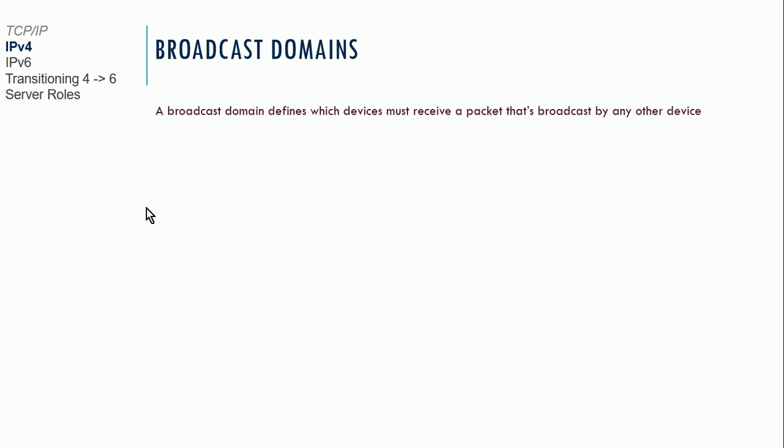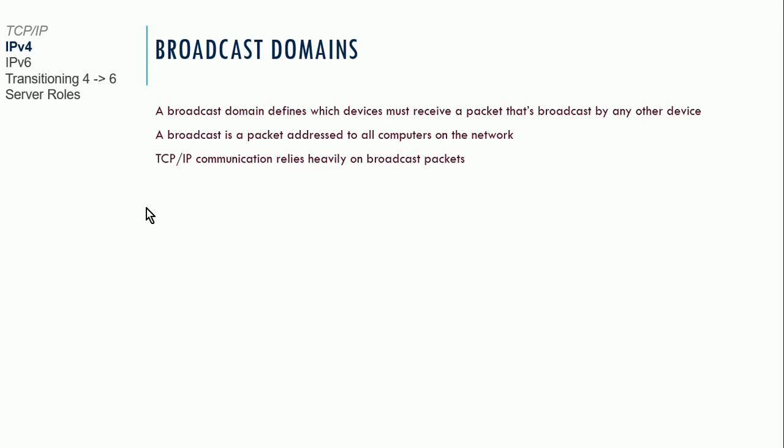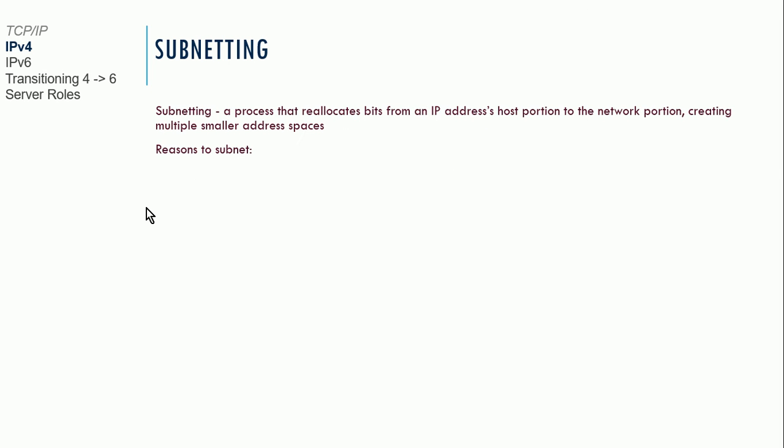A broadcast domain defines which devices must receive a packet that's broadcast by any other device. A broadcast packet is addressed to all computers within a network, and TCP/IP communication relies on broadcast packets. They're used to get information on the network. So if I'm trying to find the node on the network that I want to communicate with, I can send a broadcast to say, hey, who owns this MAC address, for example. Whoever owns that MAC address is going to send me back their information. Or likewise, here's an IP address, somebody tell me what your MAC address is. That way I know how to address those at the frame level.